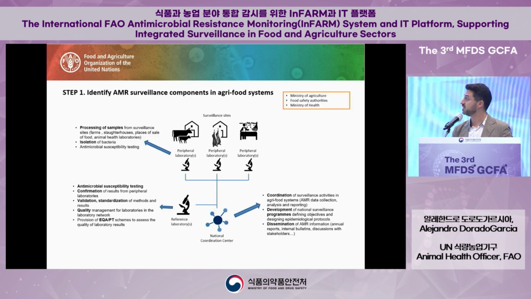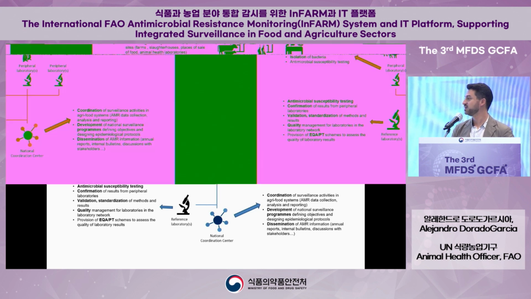So in the first step is to identify AMR surveillance components in agri-food systems. And when we talk about these different components, we have different surveillance sites. We have farms, we have slaughterhouses, we have places where the food is sold. We also have diagnostic laboratories doing diagnostic of diseases in animals for animal health. And these might fall into different ministries, Ministry of Agriculture, Food Safety Authorities, Ministry of Health. So it's important that countries know what is going on in their country and what can also be designed in their country. So we have defined 3 main elements of, let's say, an ideal national surveillance network, but there might be different models.